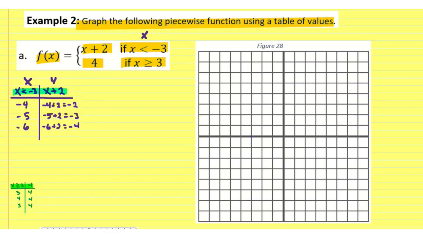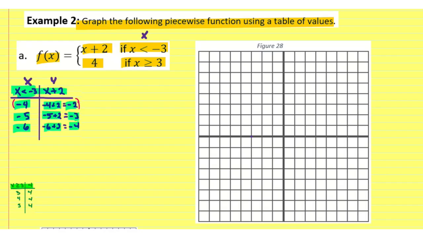X plus 2. So I just chose randomly some numbers that qualified as less than negative 3. I chose negative 4, negative 5, and negative 6. All of those are less than negative 3. And then I substituted them into the function here, here, and here. And it gave me values of negative 2, negative 3, and negative 4. And so that produces coordinates that we can plot on our x and y coordinate system.